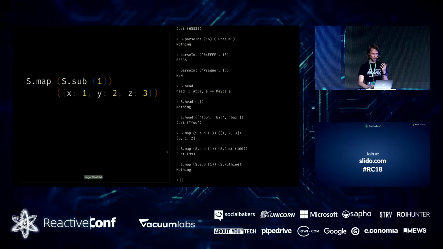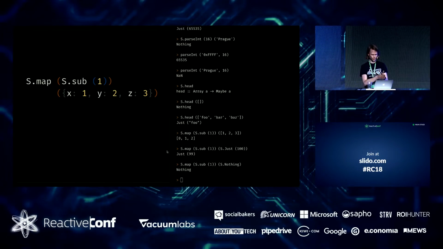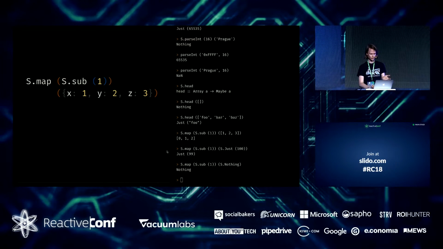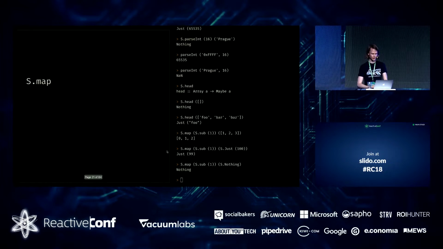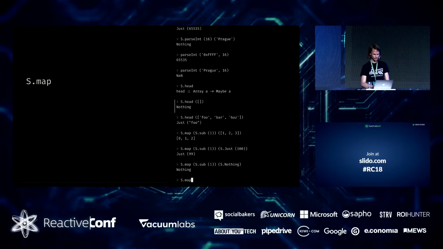So yes, map is very general. We can even map over string maps. This would give us back x0, y1, z2, just as you would expect. So let's have a look at the type of map.